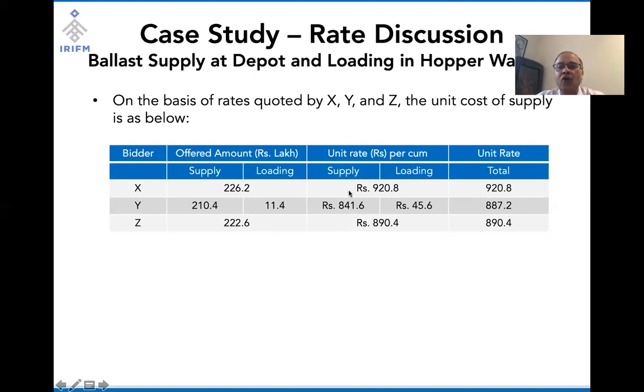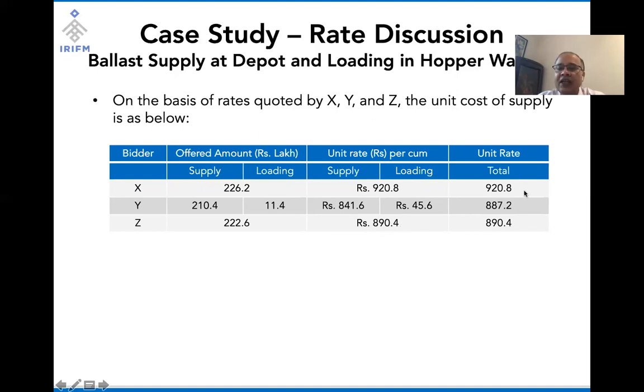So the unit rate offered by bidder X is 920.8 rupees per cubic meter of supply. Bidder Y has offered a rate which is 841.6 for the supply of ballast, and for loading, the offer rate is 45.6 rupees. And bidder Z, the total composite rate is 890.4.